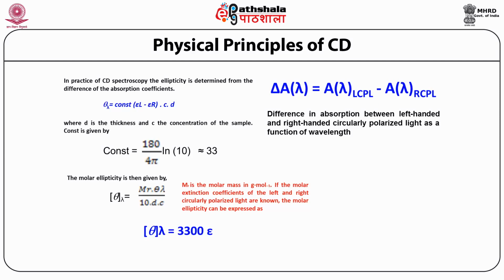In practice, CD spectroscopy measures ellipticity determined from the difference in the absorption coefficient, that is theta lambda equals a constant times (E_L minus E_R) times C times D, where D is the thickness and C is the concentration of the sample. It means that the value of theta depends upon the concentration as well as the path length. So the constant is actually 180 by 4 pi ln 10, which is generally equal to 33.